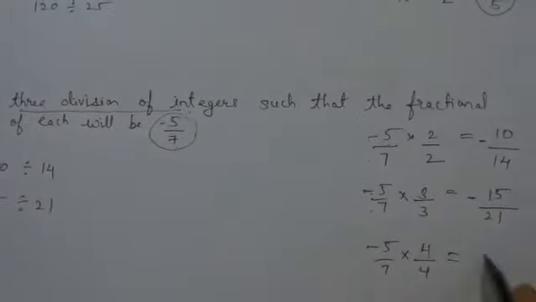Minus 20 divided by 28. So these are the 3 divisions of integers. If they are reduced, you will get this form: minus 5 upon 7.